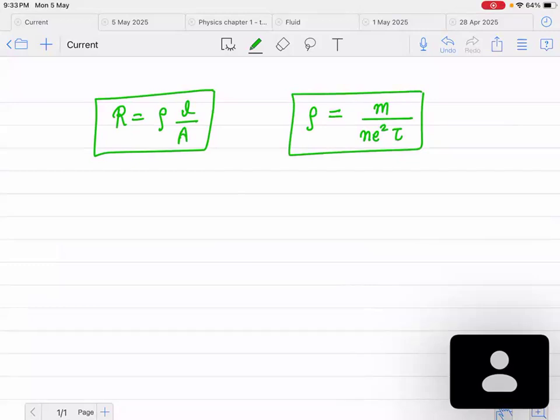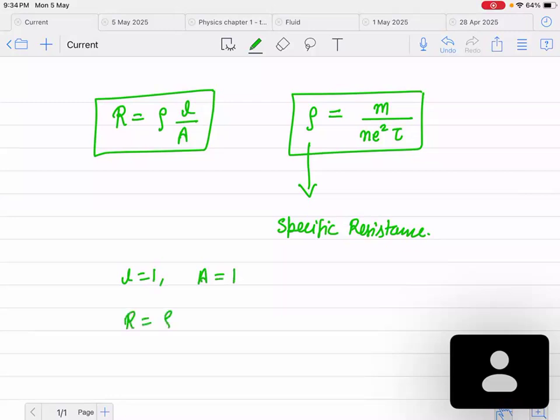So we derive this relation. What is rho? Rho is the resistivity or the specific resistance. Specific resistance means special resistance. What is the speciality? Suppose the length of the wire is 1, the cross-section area is also 1, then the resistance of the wire is rho. So resistivity is the specific resistance when the length of the wire and the area of the wire are the same and both are 1.